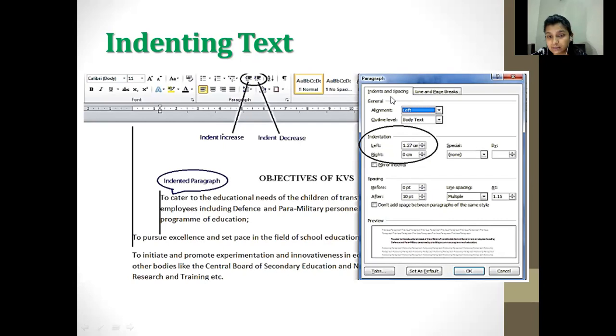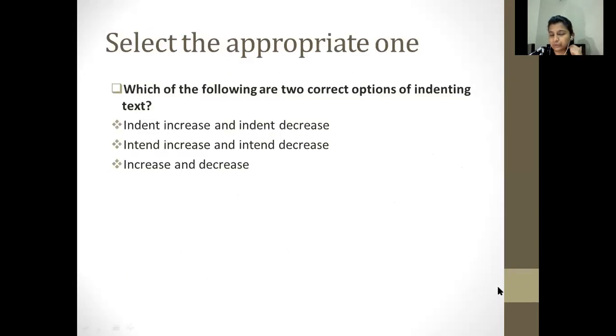You can see the small dialog box is there, which is also saying Indent and Spacing, where a lot of options are there. Alignment left is there, body text is there, left, right is there, size is also there, before, after, spacing is there, a lot of options. And this preview shows how it looks after using these options. Okay, alignments are there. So this is how you can do the same.